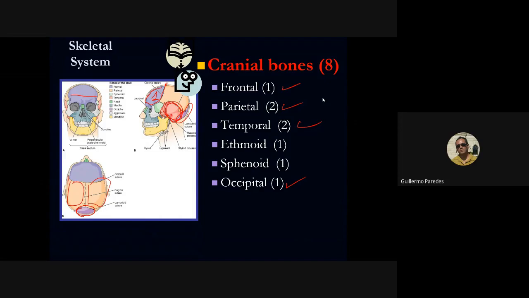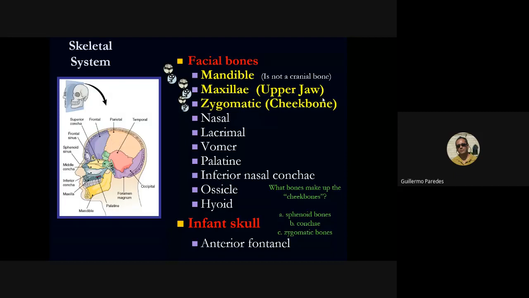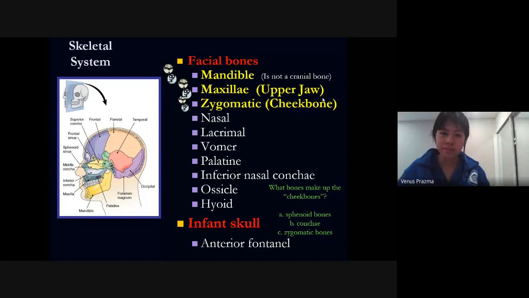Okay, facial bones. There are 14 facial bones. This is not all the facial bones. How many? 3, 6, 9, 10. So there are four more. All right, so just remember the facial bones. We have the jaw. How many jaws do you have? One. And that jaw is a cranial or facial bone? Facial bone. Okay.